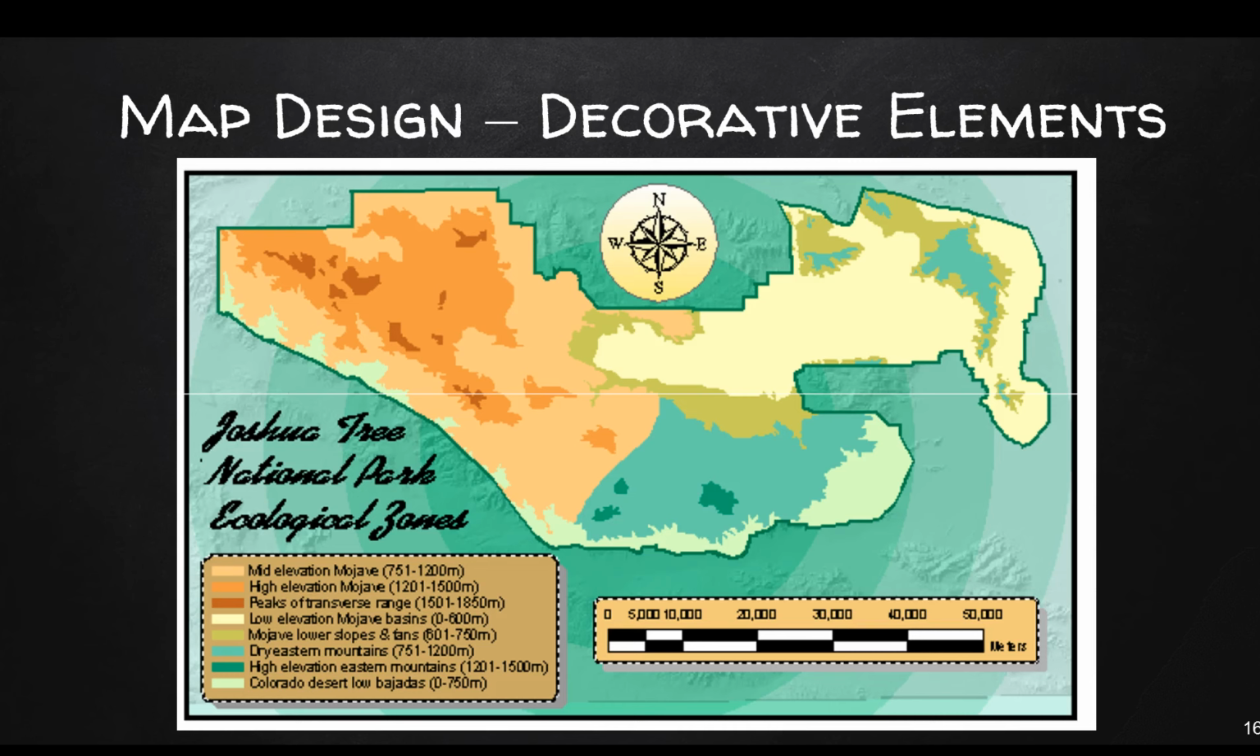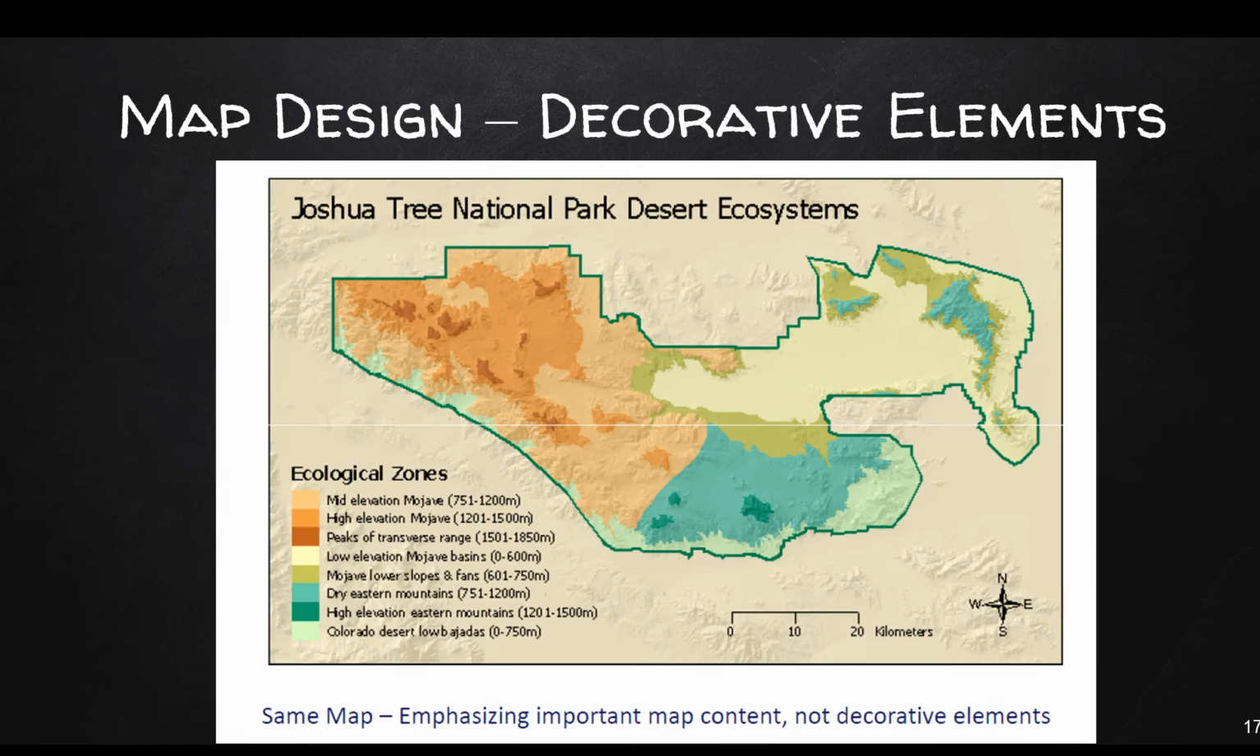So, horrible map. With a little effort, get rid of all that decorative stuff, make the scale bar more reasonable, get rid of the north arrow to make it nicer. We have a map that communicates the information much nicer. So it emphasizes the important content, not the decorative elements. So a lot can be had. You're going to spend an incredible amount of time doing the data analysis, and you're going to spend an equal amount of time on the cartography of the map.